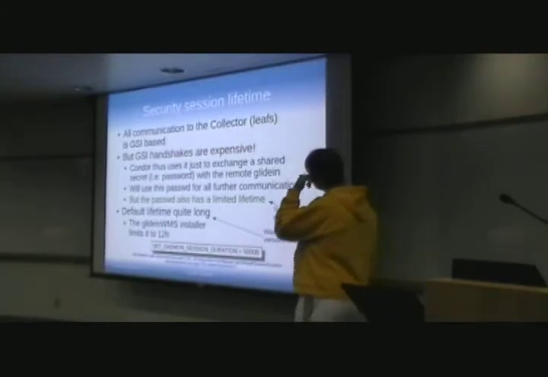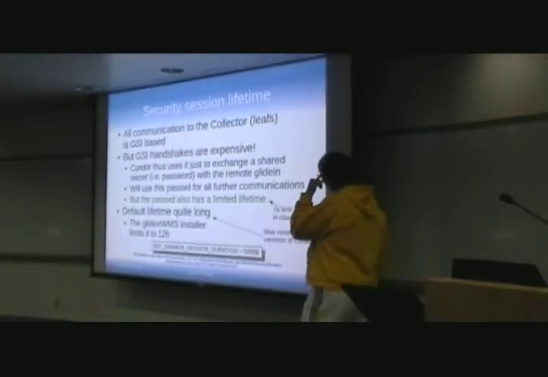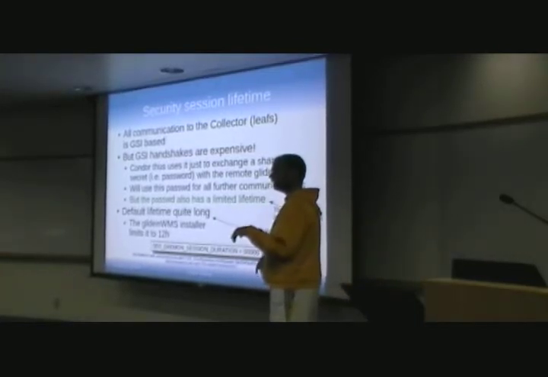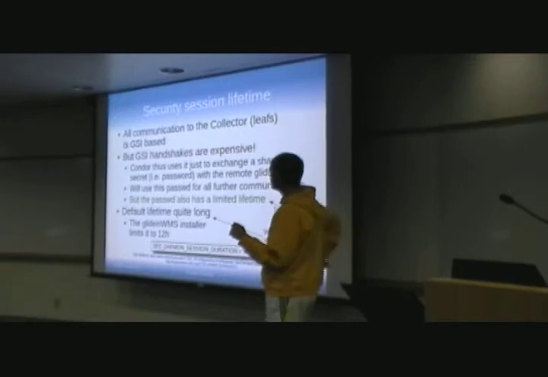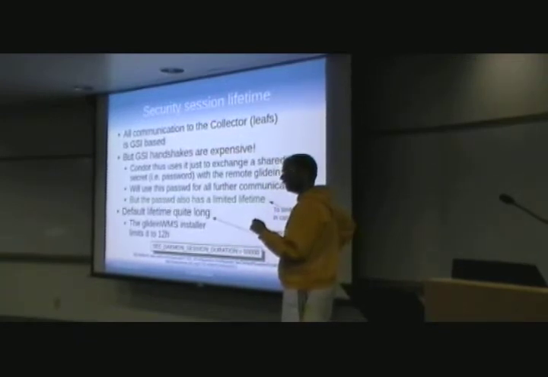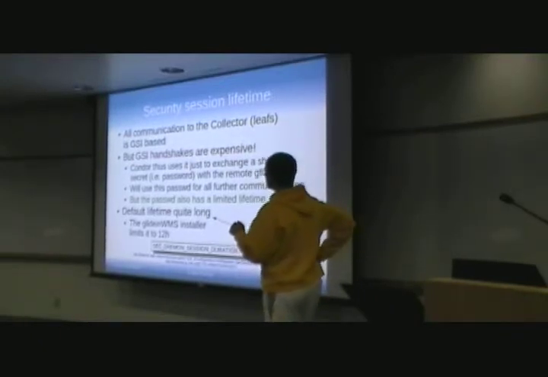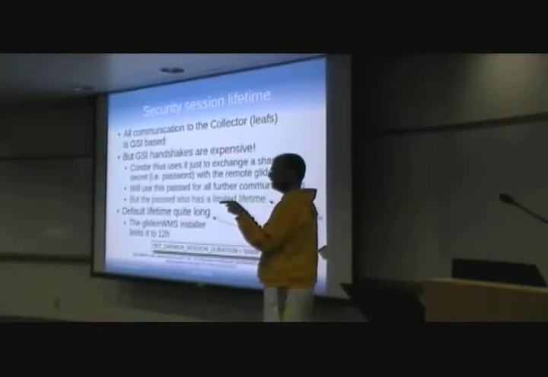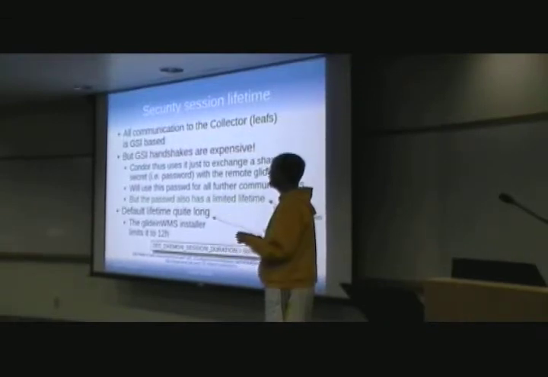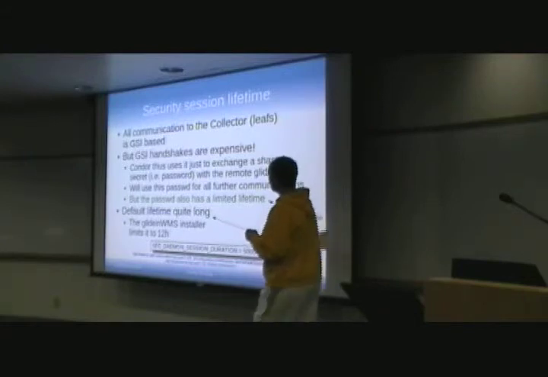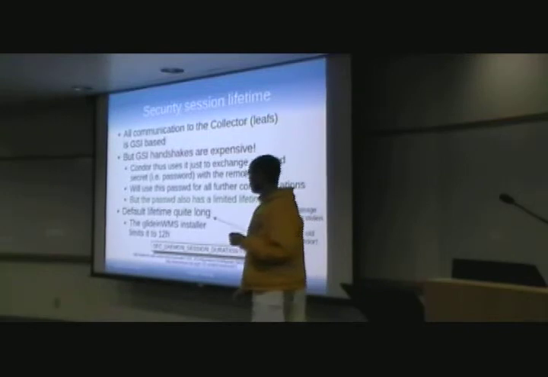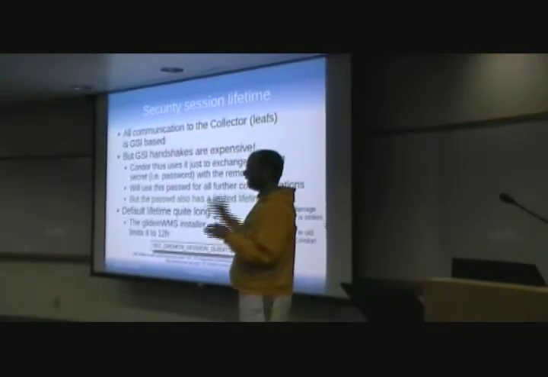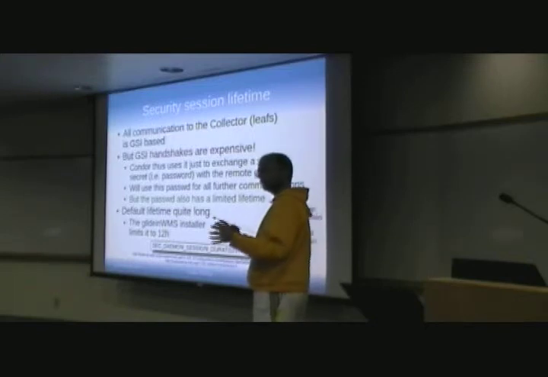The first is the security session lifetime. In GSI, so in gliding everything is GSI based, right? Because of the wide area network connectivity, you want end-to-end security. You use GSI for that. But GSI handshakes are really expensive. It can take a few seconds for it to be established. So Condor only really uses it the first time to exchange a shared secret, and then it uses that shared secret from that point on. But this shared secret actually has a lifetime, and you can set it high or low depending on if you want to optimize for speed or for security. So you probably want something in between.